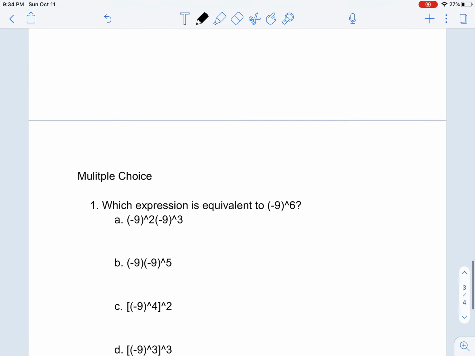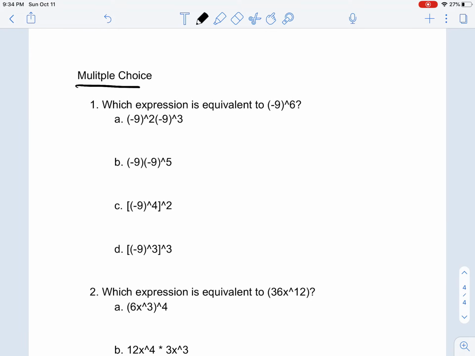Moving on. Now, multiple choice. Which expression is equivalent to negative 9 to the 6th power? So out of all of these solutions, what is going to produce this outcome? Well, what we have to do is solve all of the problems. Let's see. Negative 9 to the second power times negative 9 to the third power.